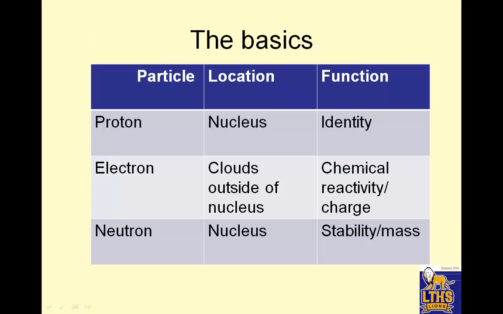So the basics again, you should know that protons are in the nucleus. They tell you the identity. Electrons are in clouds, not rings, outside of the nucleus, and they determine the chemical reactivity and charge. The neutron is in the nucleus, and it gives nuclear stability and mass.